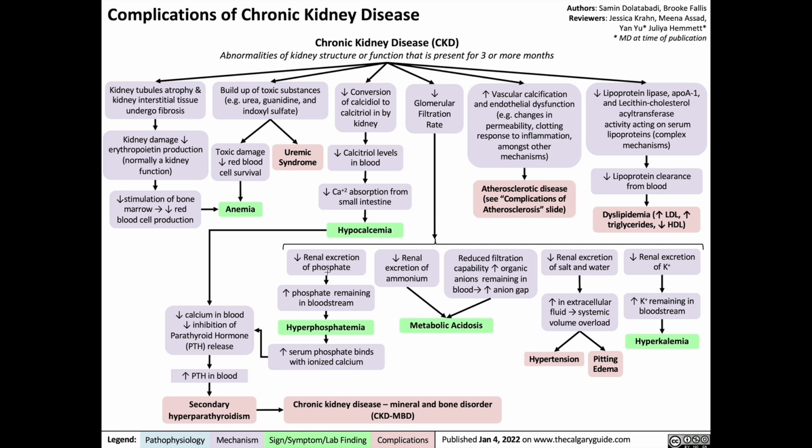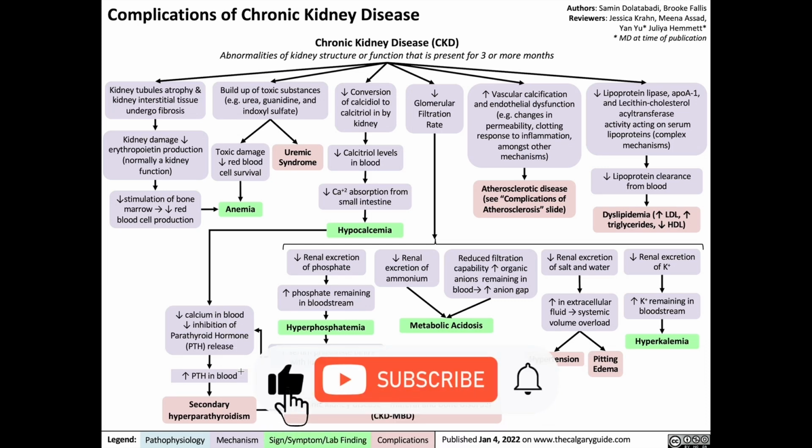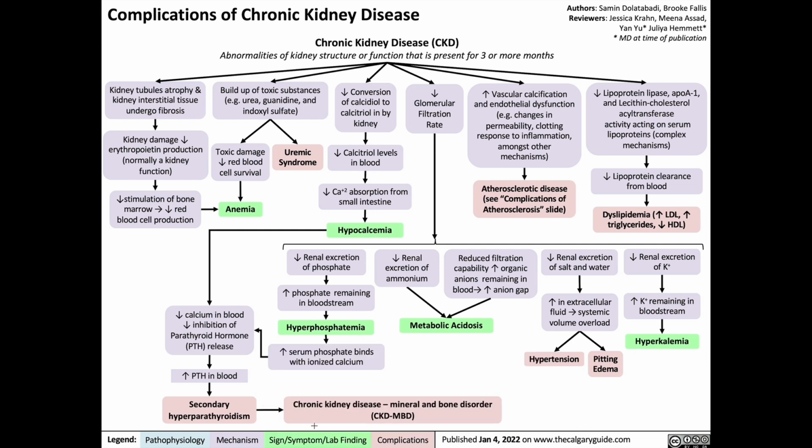Reduced filtration rate reduces the renal excretion of phosphate, increasing the level of phosphate remaining in the bloodstream, resulting in hyperphosphatemia. In this condition, more serum phosphate will bind with ionized calcium in the blood, further reducing calcium levels in the blood, increasing parathyroid hormone levels, and contributing to mineral and bone disorder of chronic kidney disease.